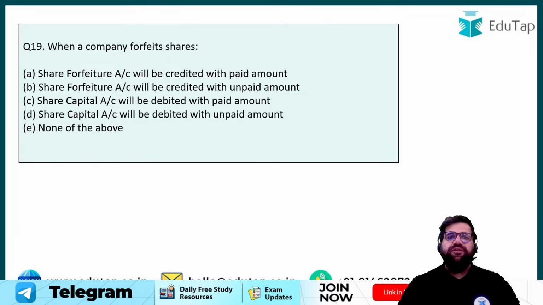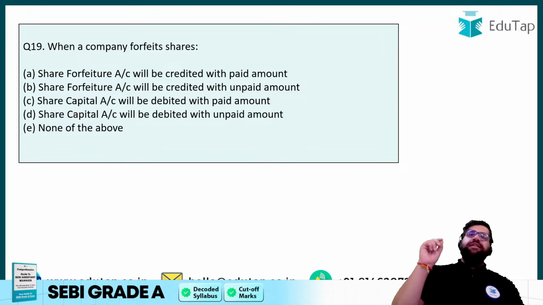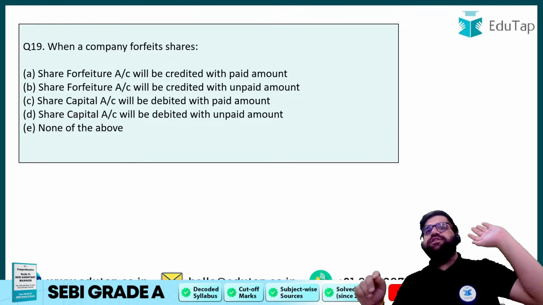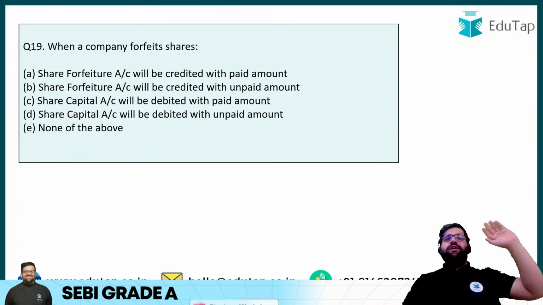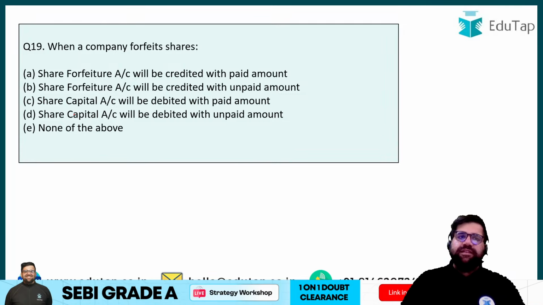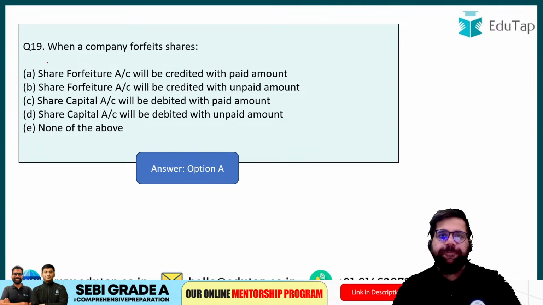When a company forfeits shares, the forfeiture account is debited, credited, or what? When a company creates a forfeiture, the amount is credited in the forfeiture account and share capital account is debited. Share capital account is debited by the called amount, right? And share forfeiture account is credited with the paid amount. So my answer will be option number A in this particular case, not B.